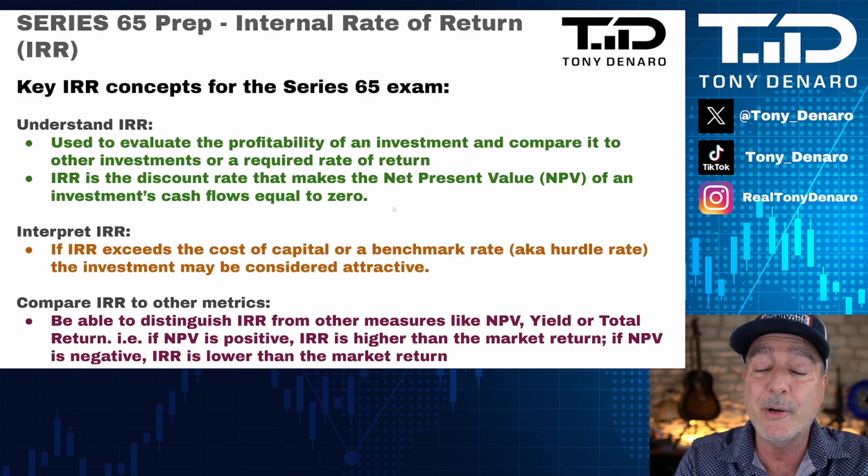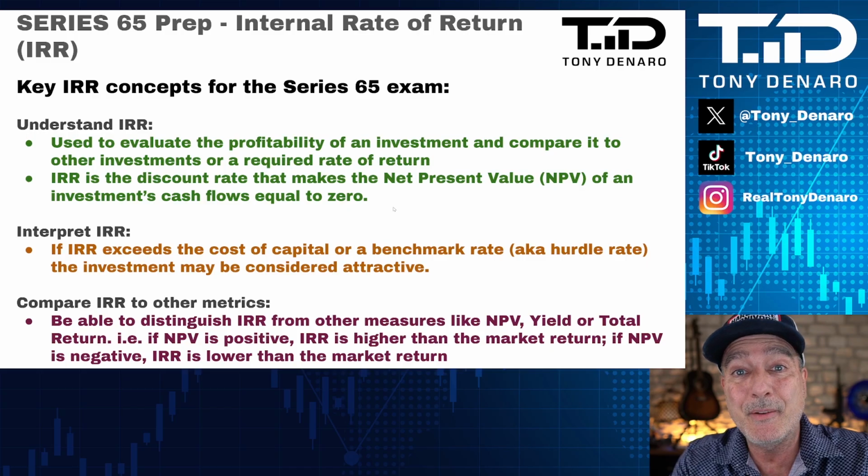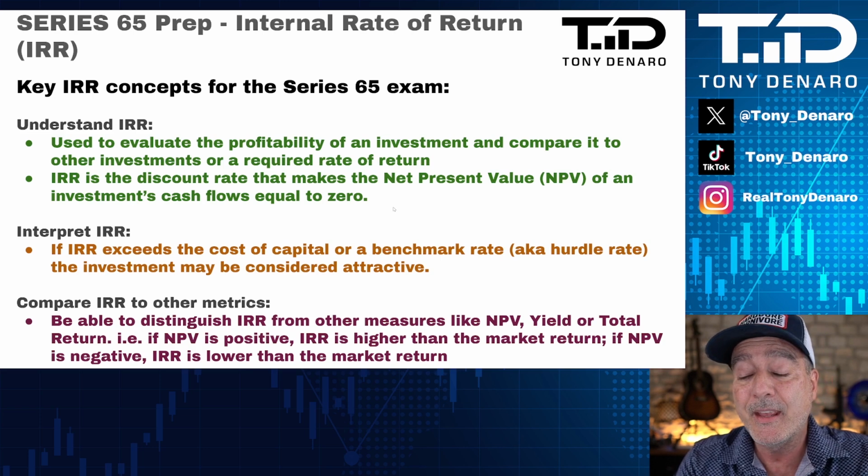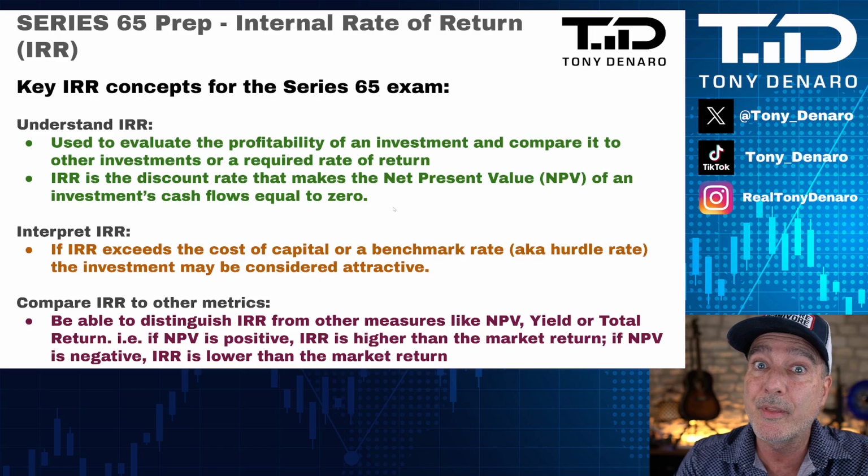And finally, you must be able to distinguish IRR from other metrics or measures like the NPV, yield, or total return. For example, if the NPV on an investment you are considering is positive, that means the IRR is higher than the market return. And if the NPV is negative, that means that the IRR is lower than the market return.